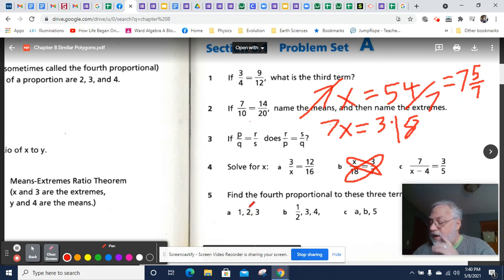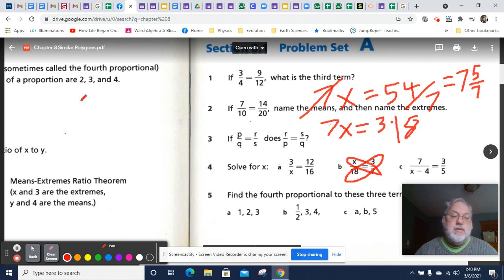On number 5, I've asked you to do A and C, so I'll do B. So what we want to do is find the fourth proportional. So the fourth proportional, so if I did this one, 1, 2, 3, 4, that would be the fourth proportional. So these are in order, first, second, and third. So let's set this up.